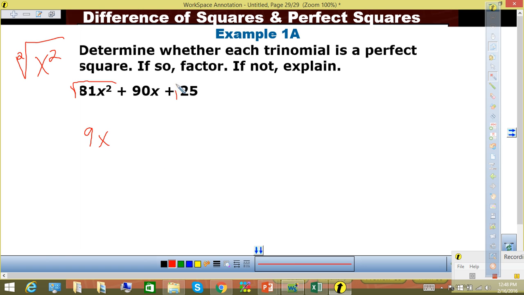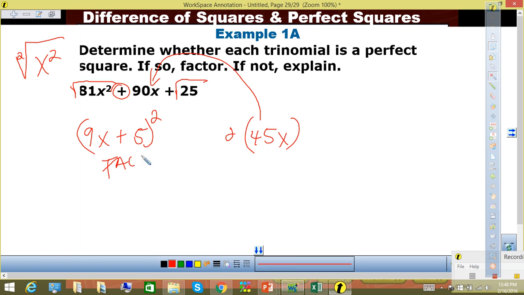What is the square root of the last term? What is 9x times 5? 45x. And how many times will it appear in the area model? Is that the same as this middle term? So my factors are 9x plus 5 squared. Copy that, please.